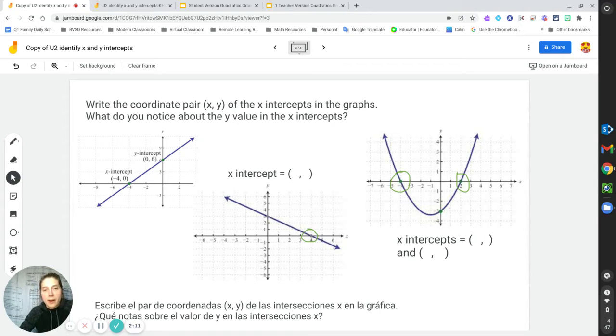Now write the coordinate pair of the x-intercepts in the graph, and there are some blanks for you to type into those text boxes. What do you notice about the y value in the x-intercept?